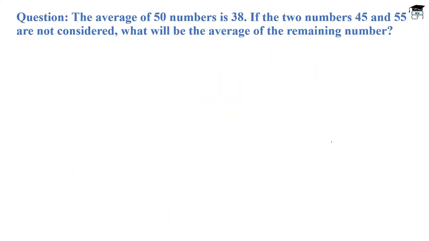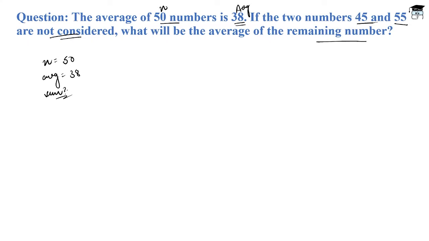Let's move on to the next question. And the question says that the average of 50 numbers is 38. All right. So we know the n, that is 50, and the average we know, that is 38. If two numbers 45 and 55 are not considered, what will be the average of the remaining numbers? So now we know n is 50, average is 38. Can we take out the sum? Can we? Yes, we can.